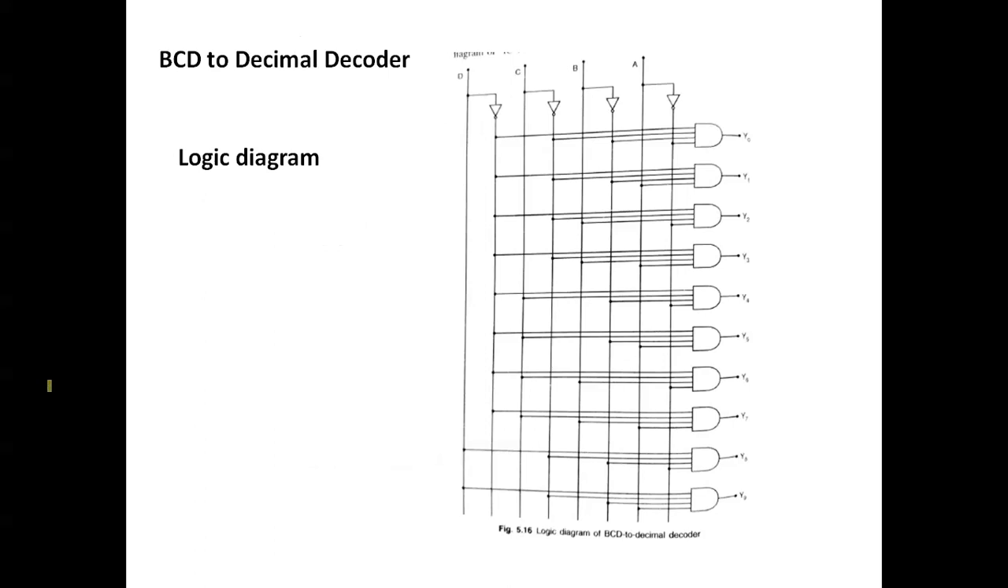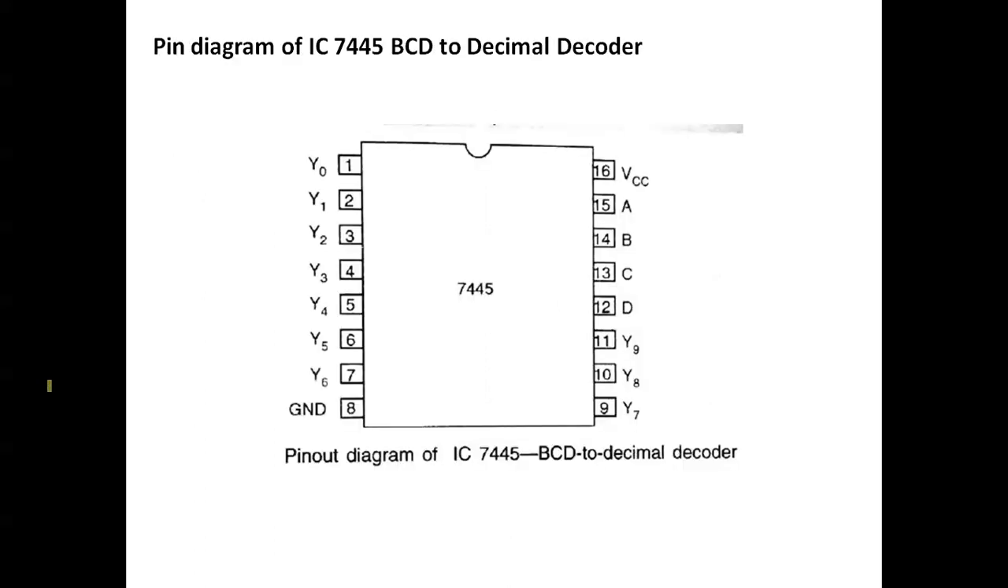Actually, this one is the BCD to decimal decoder. The IC number of the BCD to decimal decoder is IC 7445. Pin 8 is ground and pin 16 is the power supply. The remaining pins are the output lines, and the inputs come from pins 15 to 21. So these are the input lines.